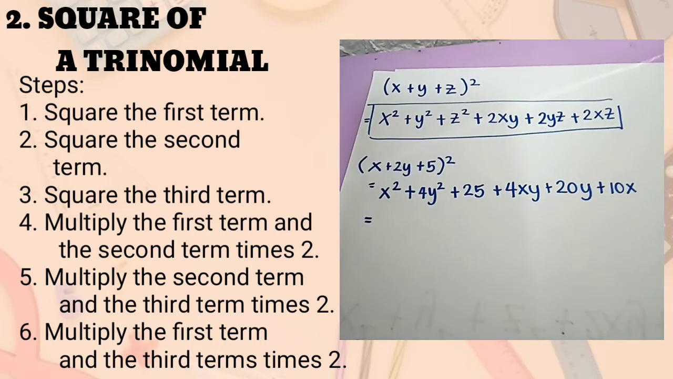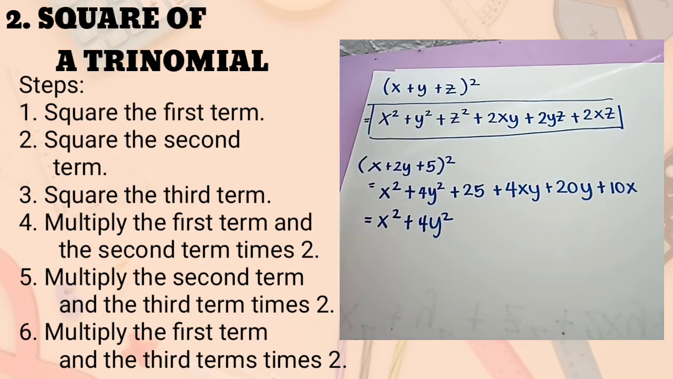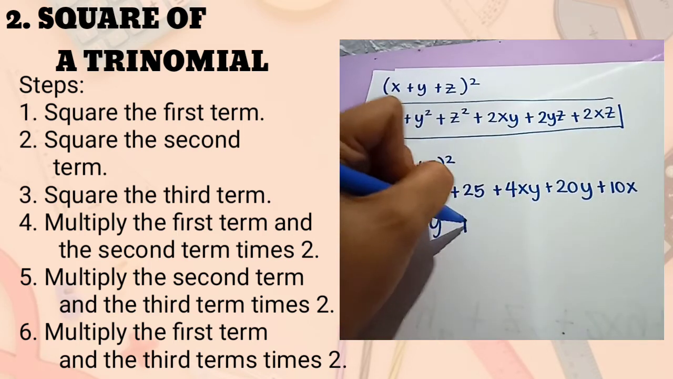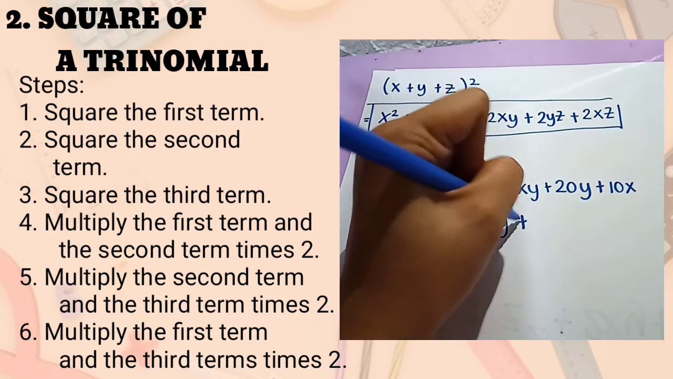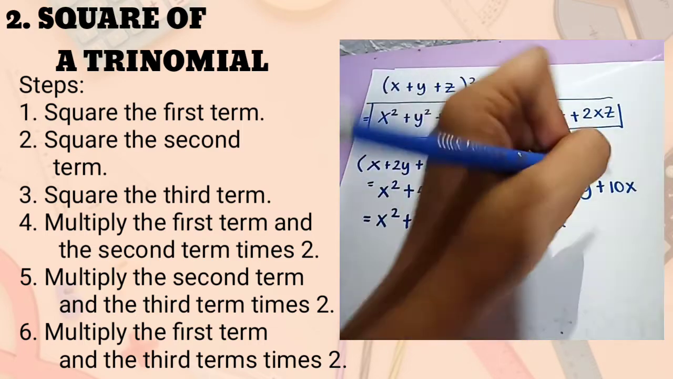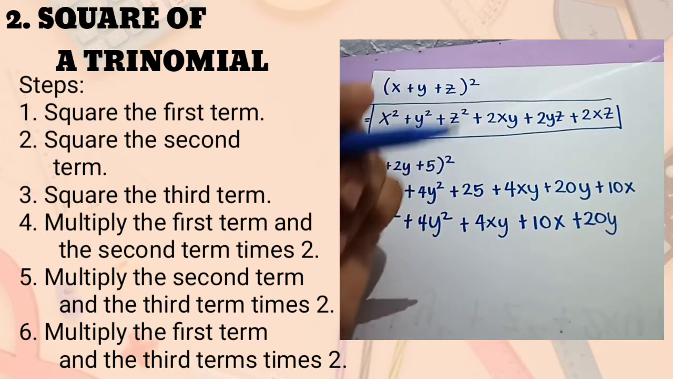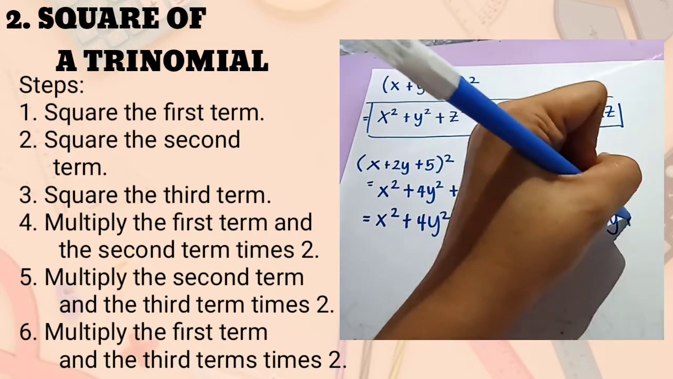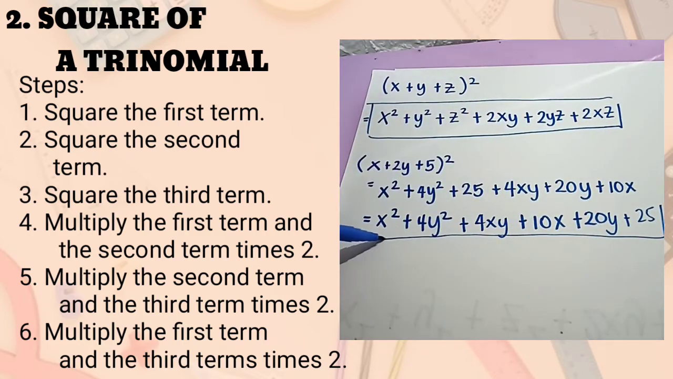answer, kailangan nating i-arrange. Okay? So, yung x squared, sulat natin yung x squared plus 4y squared. Sumunod naman ay ito na, yung 4xy. So, 4xy. Sumunod, plus 10x plus 20y plus 25. Okay? So, here is our answer.